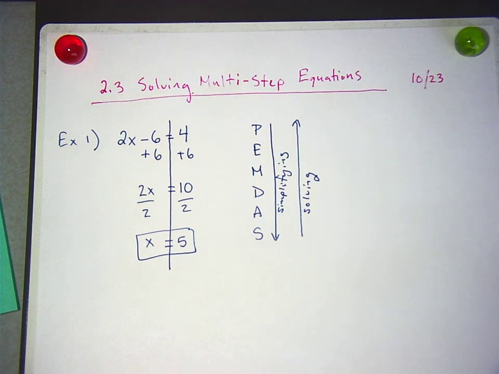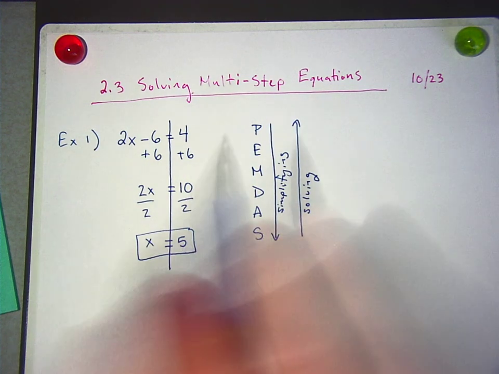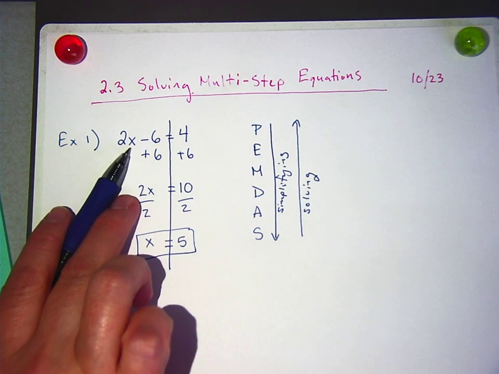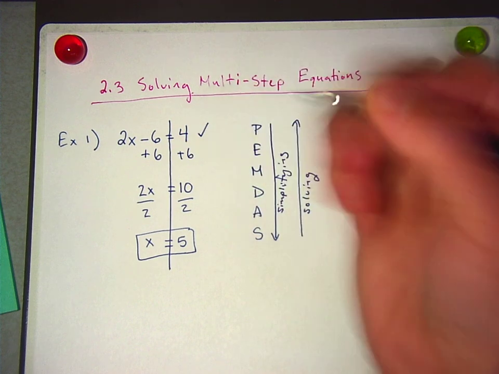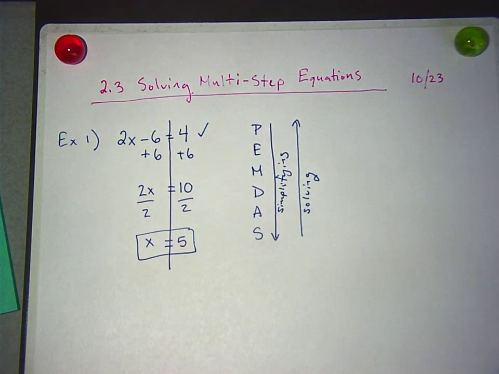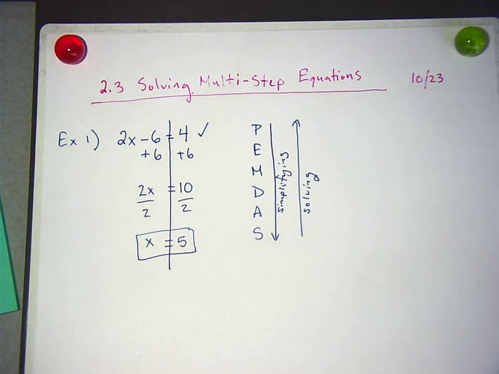If you ever are confused about whether you're right about something, you can always check. Let's put a 5 in here just in our heads. 2 times 5 is 10. 10 minus 6 is 4. So that works. Make sense to everybody? Awesome.